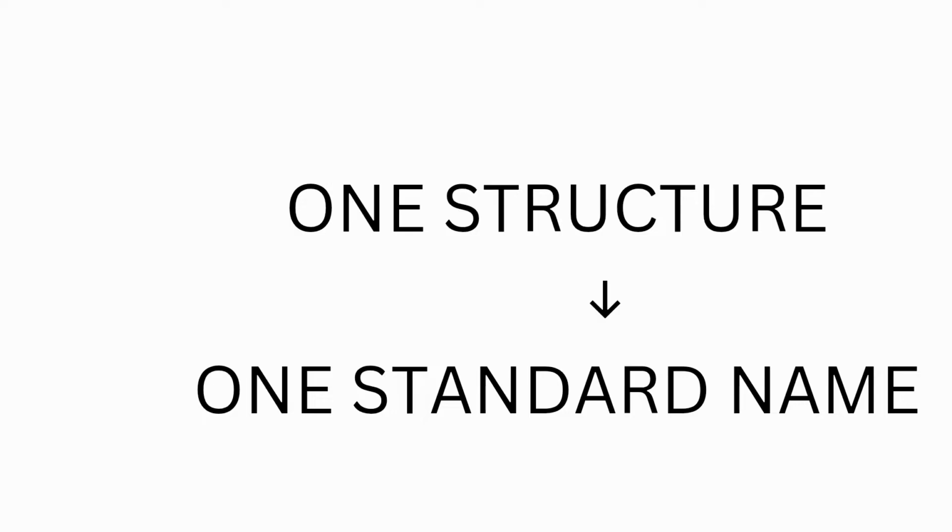The purpose was to prevent confusion. If one anatomical structure had several different names, students and doctors could become confused. Therefore, the idea was one structure, one standardized name. So, whenever you see this rule, remember one anatomical structure should have one accepted name.